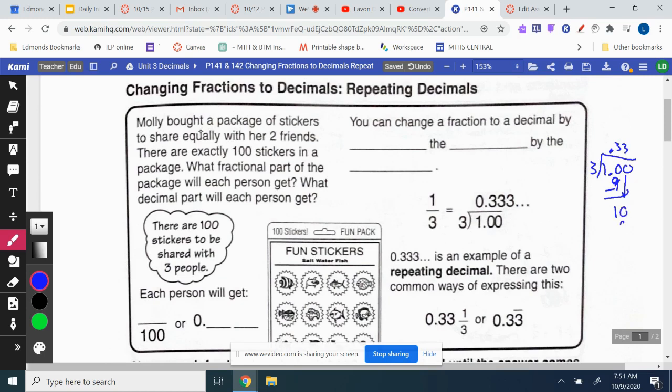3 goes into 10 3 times. 3 times 3 is 9. Subtract, I get a 1. Add a 0. Bring it down. 3 goes into 10 3 times. 3 times 3 is 9. Minus that, I get a 1. Add a 0. Bring it down. I think you guys are starting to see the point. This is called a repeating decimal. That means it's going to go on forever and ever and ever.